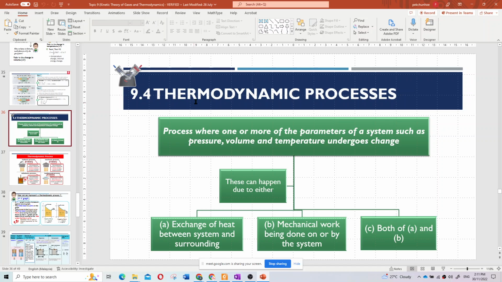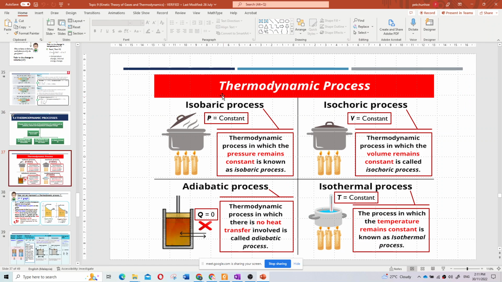So today we are going to learn about thermodynamic processes. There are actually four thermodynamic processes: isobaric, isochoric, adiabatic, and isothermal.